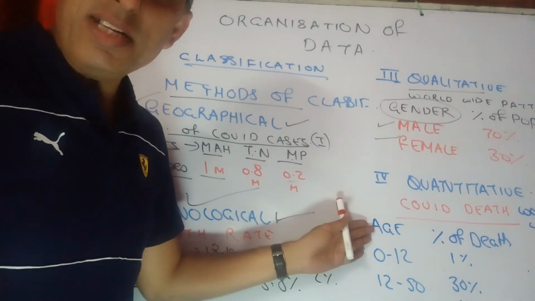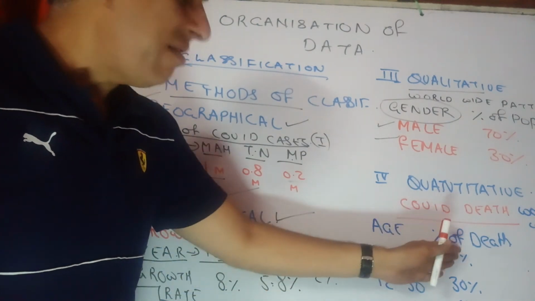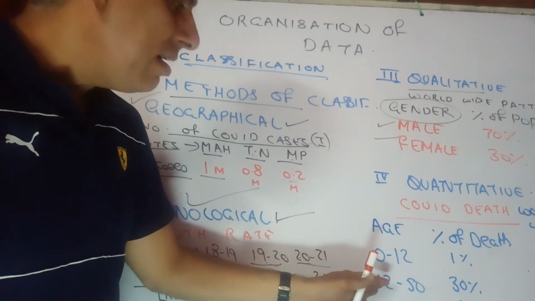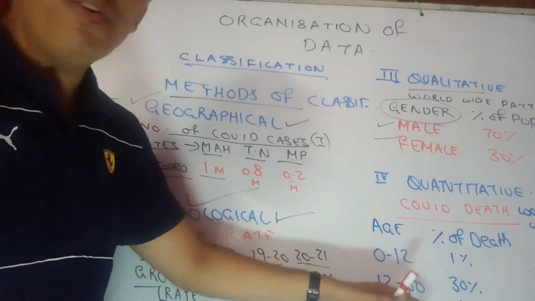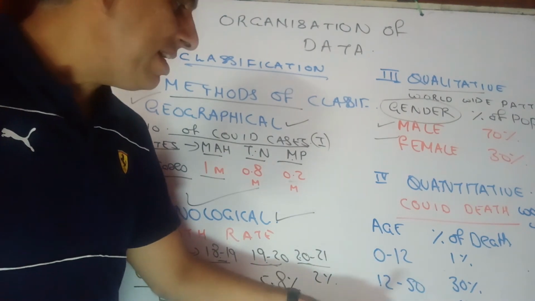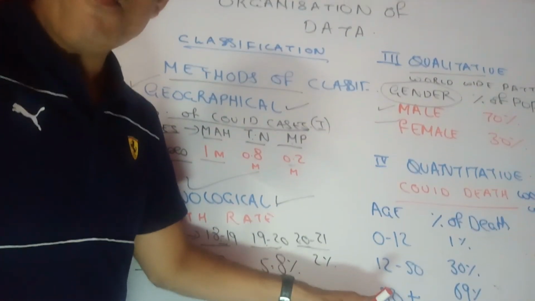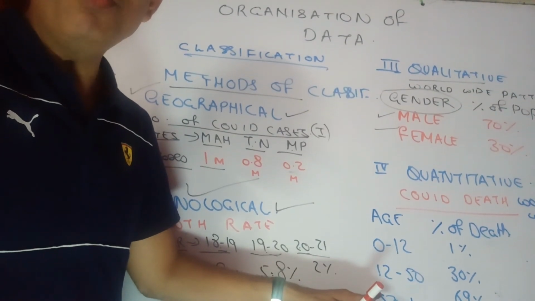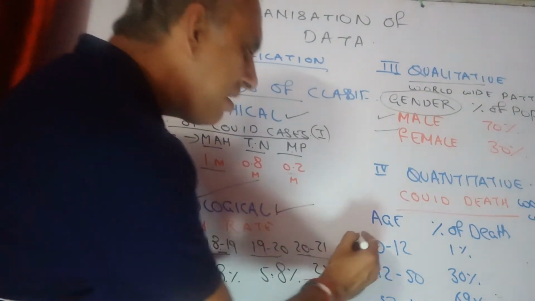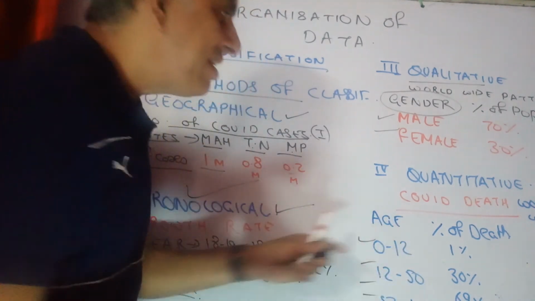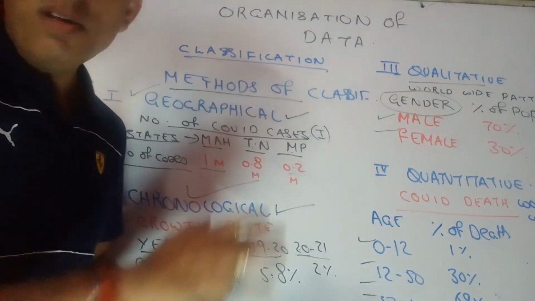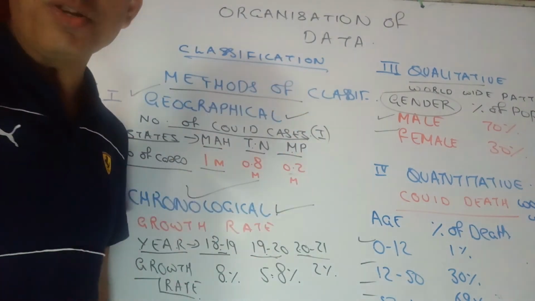Again, coronavirus cases: least, 1%, found in the age group 0 to 12, more, 30%, in 12 to 50 years, but maximum has been found in people in the 50 plus age group. Just see the last one. So when you do the classification on the basis of numbers and digits, that is called quantitative classification. I hope all of you understood it. 4 methods of classification. Thank you.